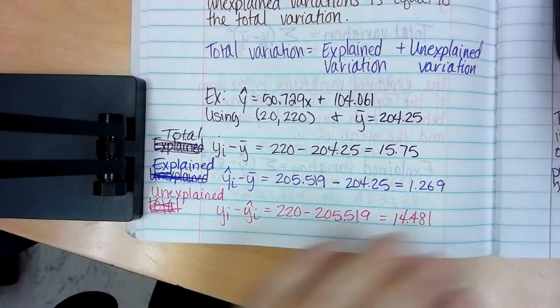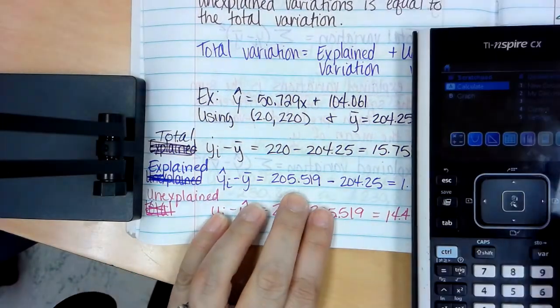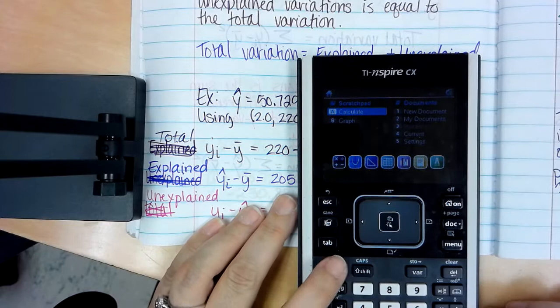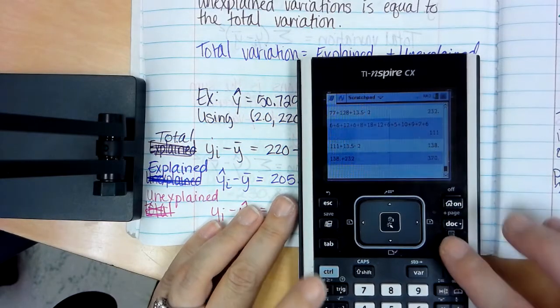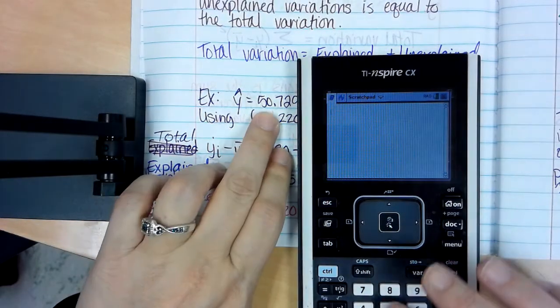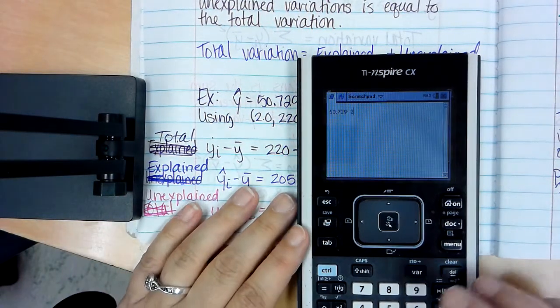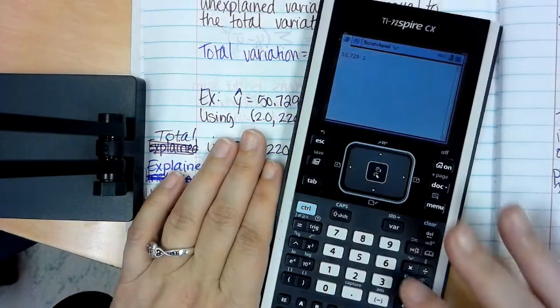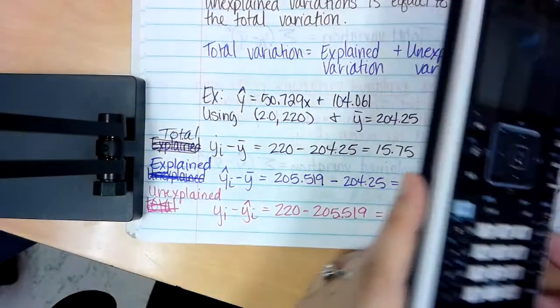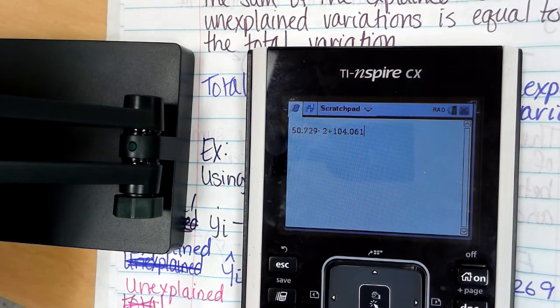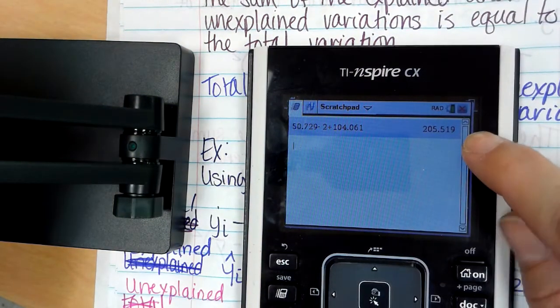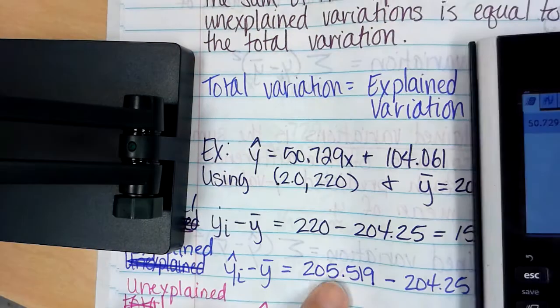Then with y hat, to get this 205.519, we had to go into a calculator, and we did 50.729 times 2 plus 104.061. This is what you would do for y hat. And you see you get 205.519, which is where this number came from.